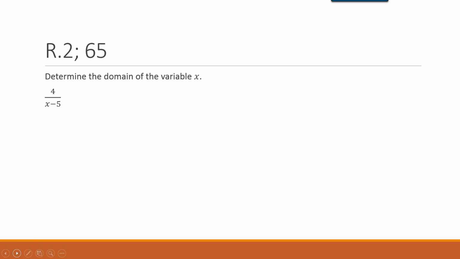Okay, R.2, number 65 says to determine the domain of the variable x. All the possible numbers that x could be, that's our domain. So it's easier in this case to determine what x could not be equal to. We have to keep in mind that anything divided by 0 is undefined. Therefore, any value that I could place in for x that would make my denominator equal 0 would not be valid for this particular problem, this particular expression. So the easy way to determine what the domain could not be equal to is to take your denominator, set it equal to 0, and solve.